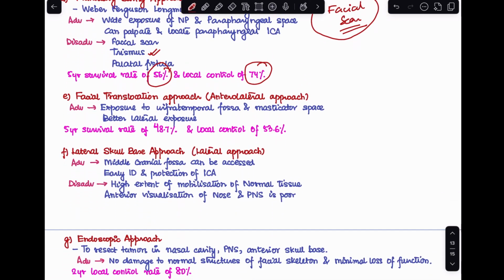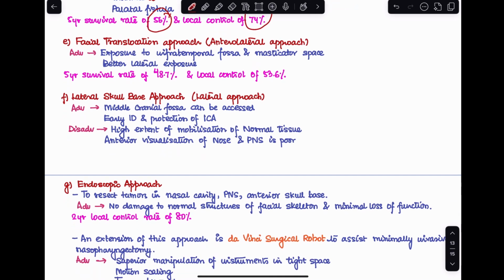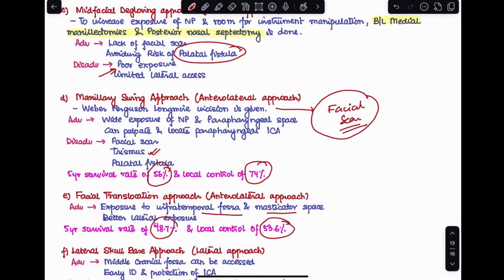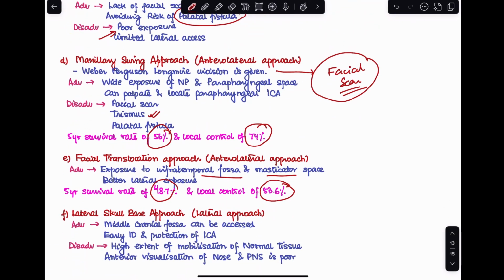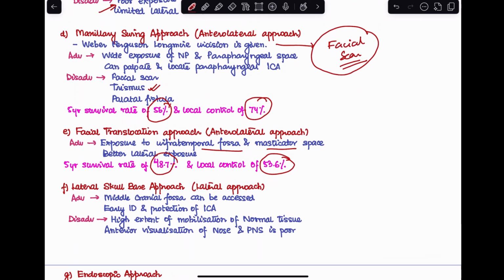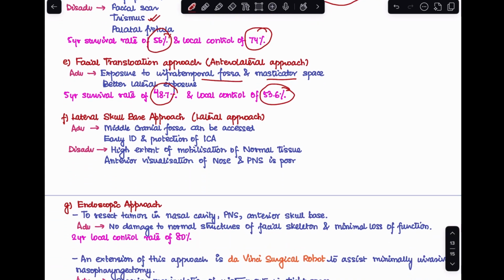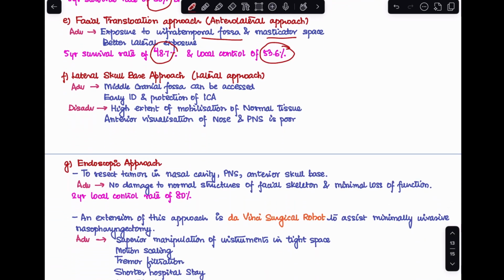Another anterolateral approach that we have over here is the facial translocation approach. This gives us exposure to the infratemporal fossa and the masticator space, and the 5-year survival rate is about 48% and local control rate is 53%. Another lateral approach, other than the anterior and the anterolateral approaches that we already studied so far, is a purely lateral approach, and this is known as a lateral skull base approach. The advantage of this approach is that we can access the middle cranial fossa over here, and this will help us in early identification and protection of the internal carotid artery.